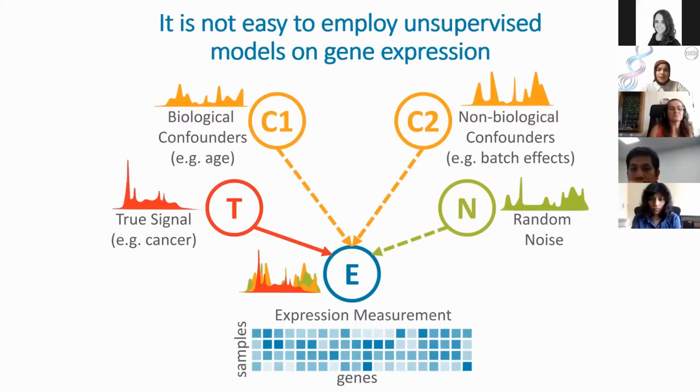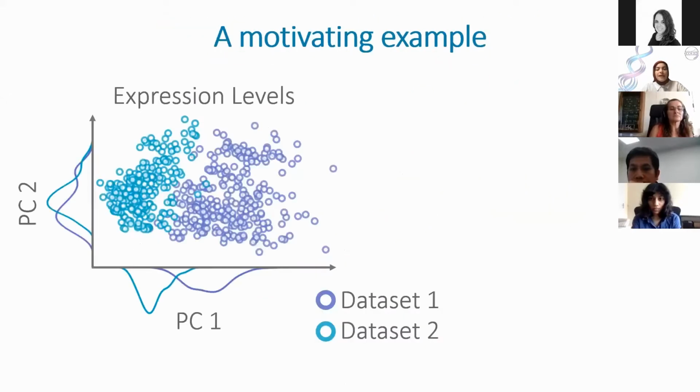So just to give you an example of that, here we have some expression measurements from a breast cancer, and we're combining two different studies. And we simply plotted the principal components of this expression matrix. And you can see that the two data sets are clearly separated, showing us an example of dominance of batch effects.